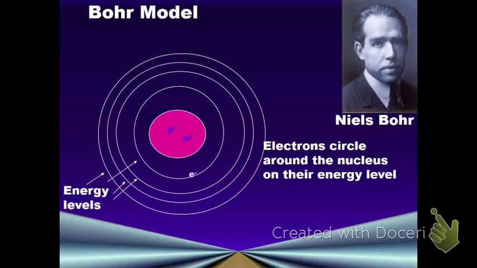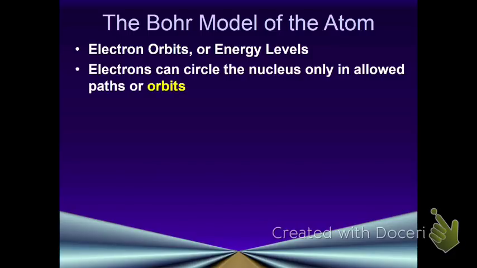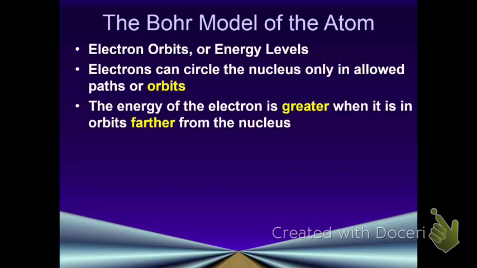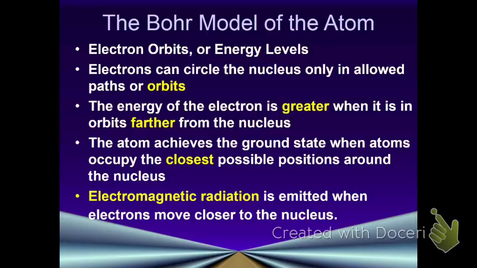We're going to talk briefly about the Bohr model because we already did talk about that. That was the one where the protons and the neutrons are in the middle, and then the electrons are in specific energy levels circling around the nucleus. He called those orbits or energy levels. Electrons can circle the nucleus only in allowed paths or orbits. He said that the energy of the electron is greater when it's further away from the nucleus. And the atom achieves the ground state when the electrons occupy the closest possible positions around the nucleus. Electromagnetic radiation is emitted when electrons move closer to the nucleus, in other words, when they're dropping from the excited to the ground state.